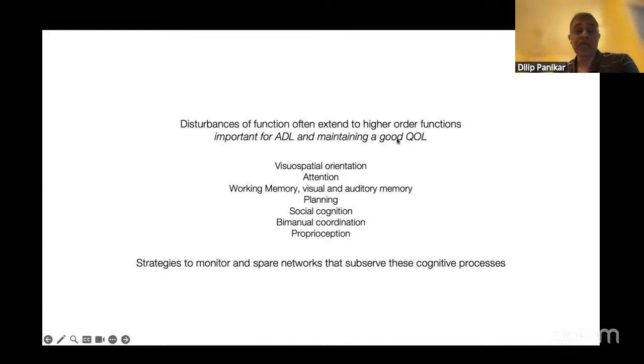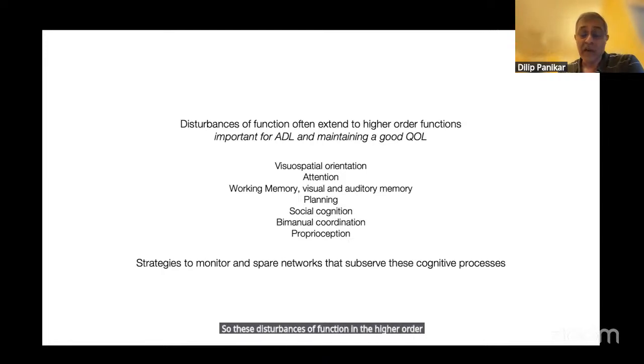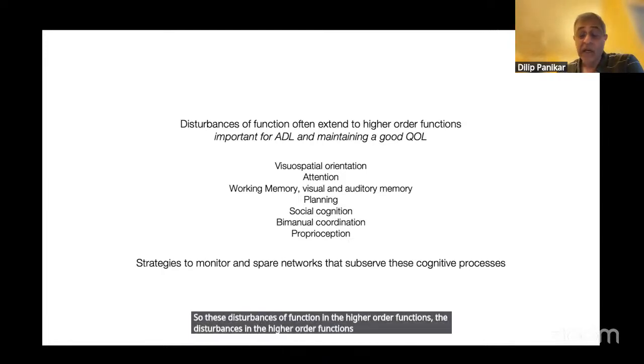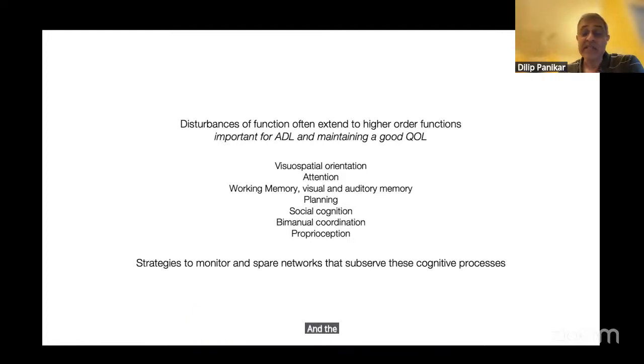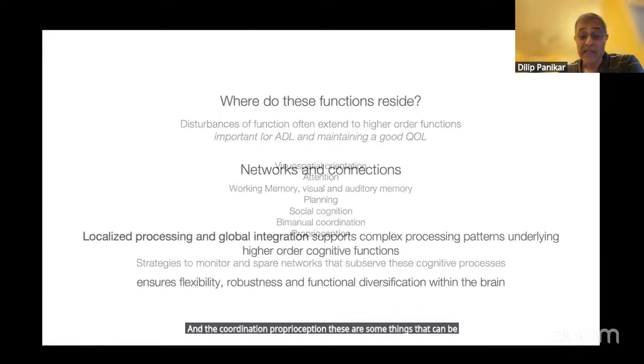So these disturbances in the higher order functions can severely affect the quality of life. And these are important for maintaining the activities of daily living. Many of these, for example, visuospatial attention, orientation, working memory, coordination, and proprioception, are things that can be assessed now.